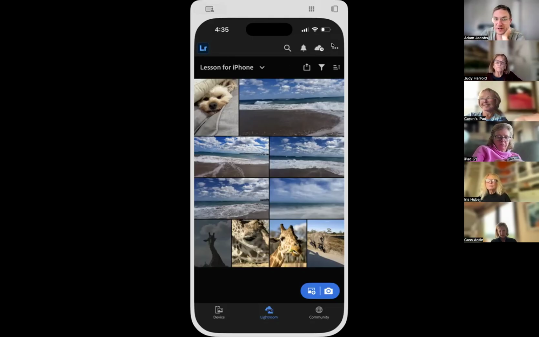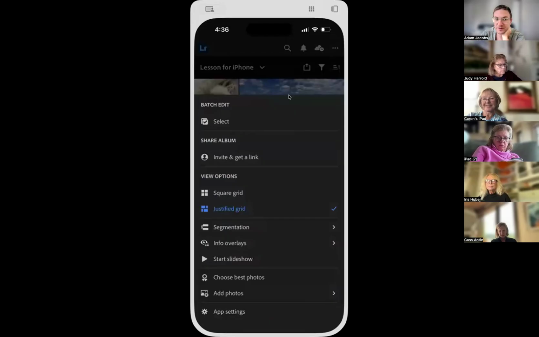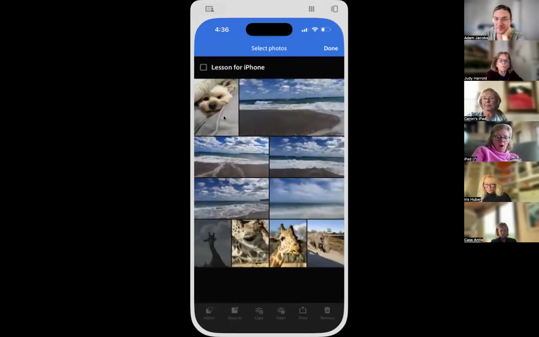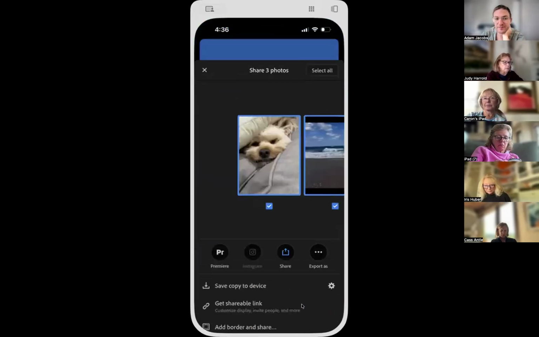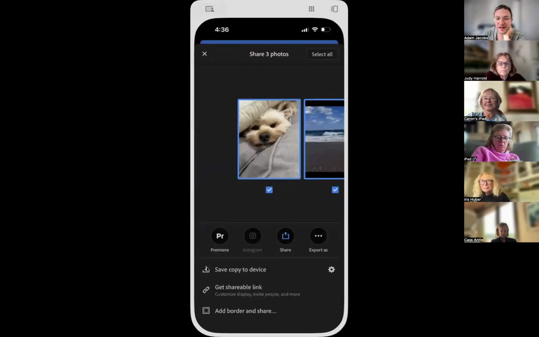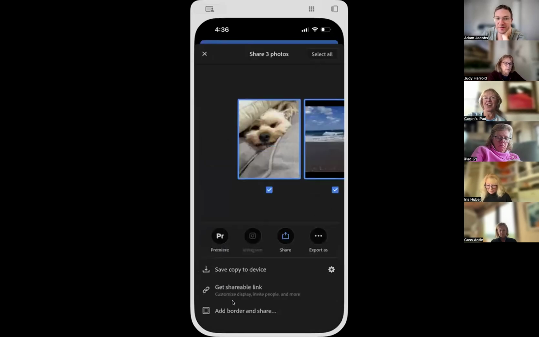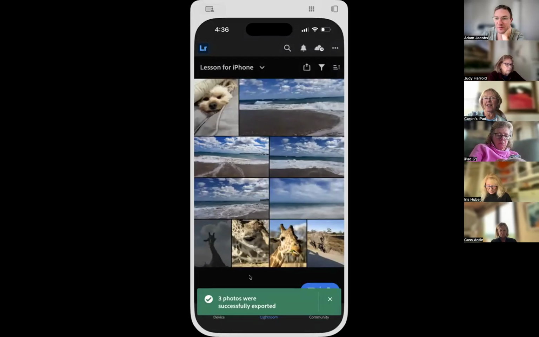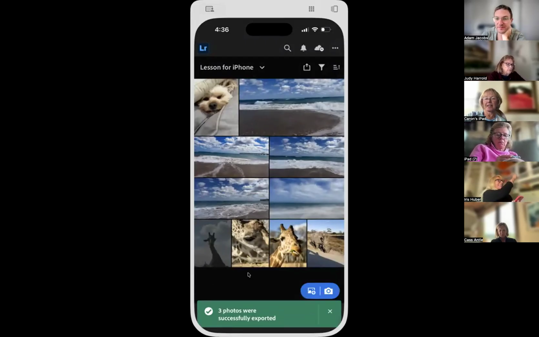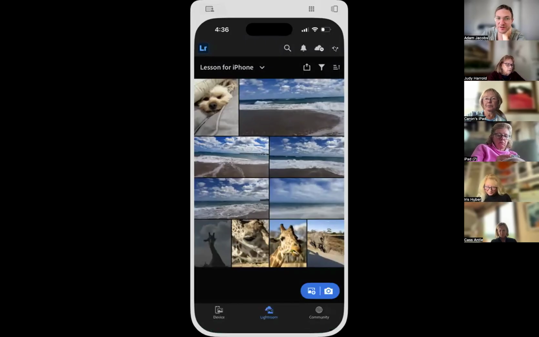But if I go three dots and select again, and I'll just check three of these, and then I go share, here it says save copy to device. When I click on that, it basically exports them out of Lightroom, and now they're on my normal iPhone camera roll. That's it. I'll do that again because I did that pretty fast.